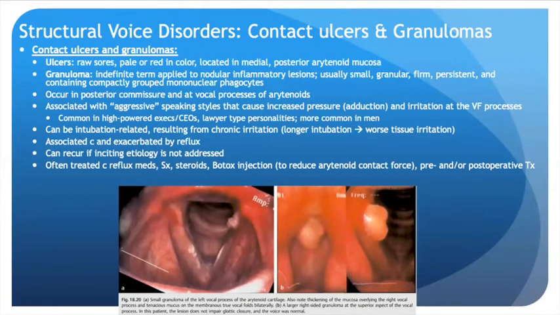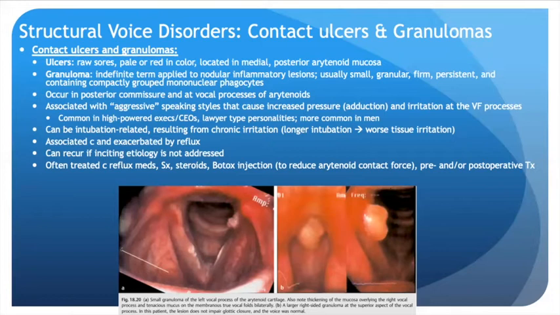Contact ulcers and granulomas. Ulcers are raw sores, pale or red in color, possibly located in medial or posterior arytenoid mucosa. Granuloma is an indefinite term applied to nodular inflammatory lesions. They're usually present on the arytenoid cartilages, in the posterior commissure and at the vocal process of the arytenoids. They're associated with aggressive speaking styles that cause increased pressure, so hyperadduction, irritation at the vocal fold processes. They're associated with reflux. They can be intubation related, resulting from the chronic irritation due to the presence of the intubation tube, and the longer the intubation, the worse the granuloma will be.